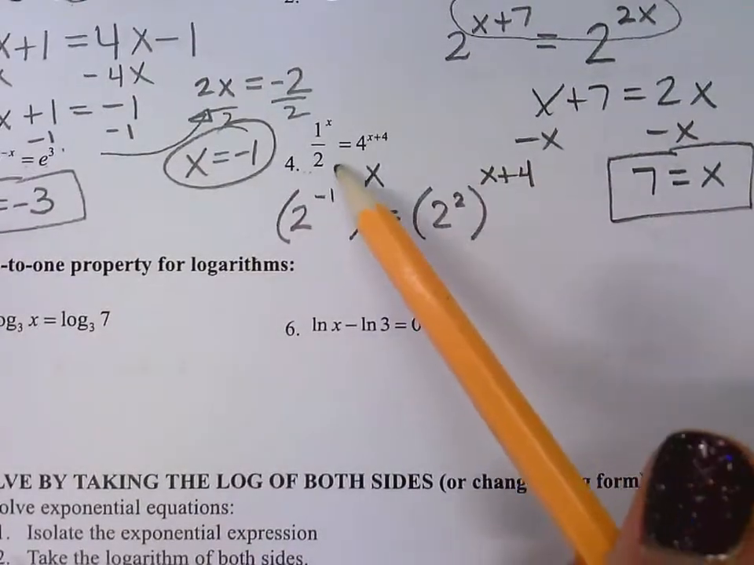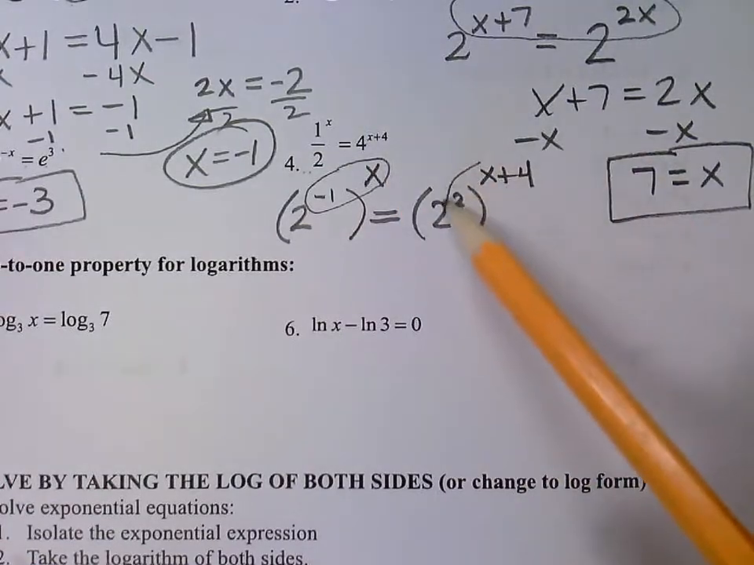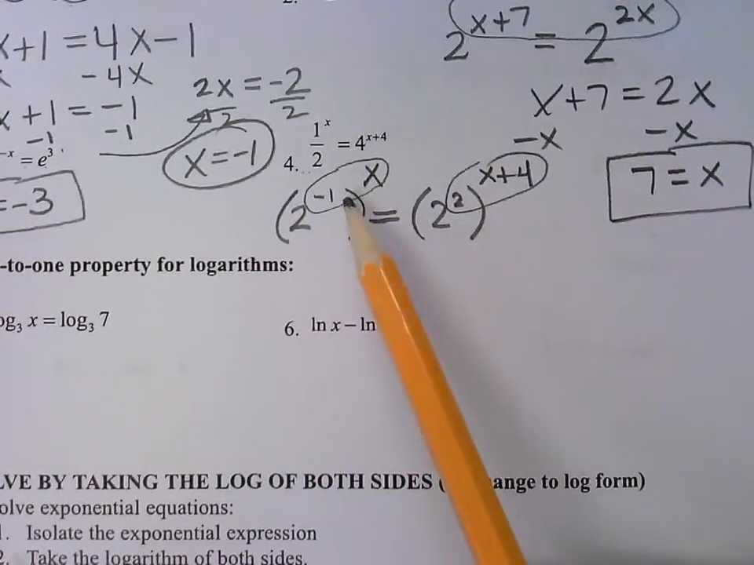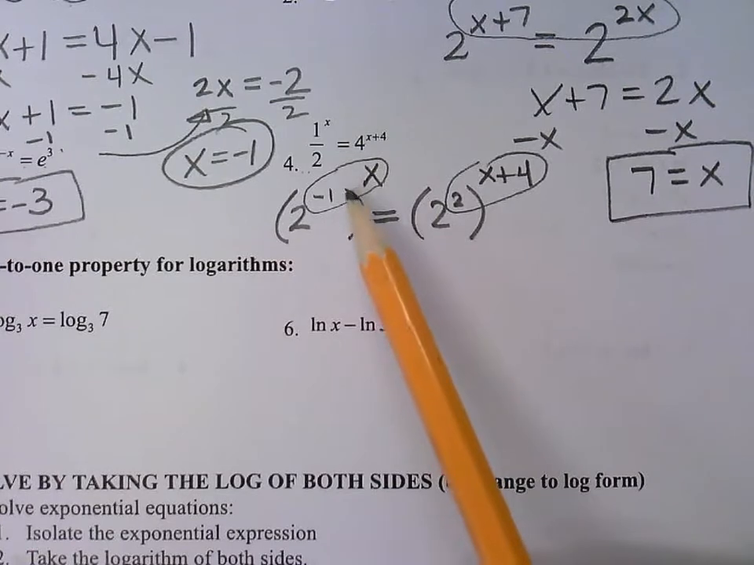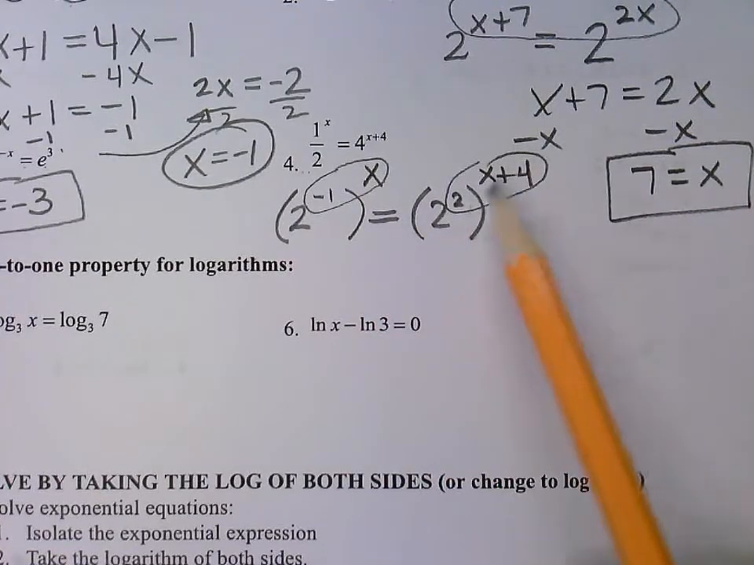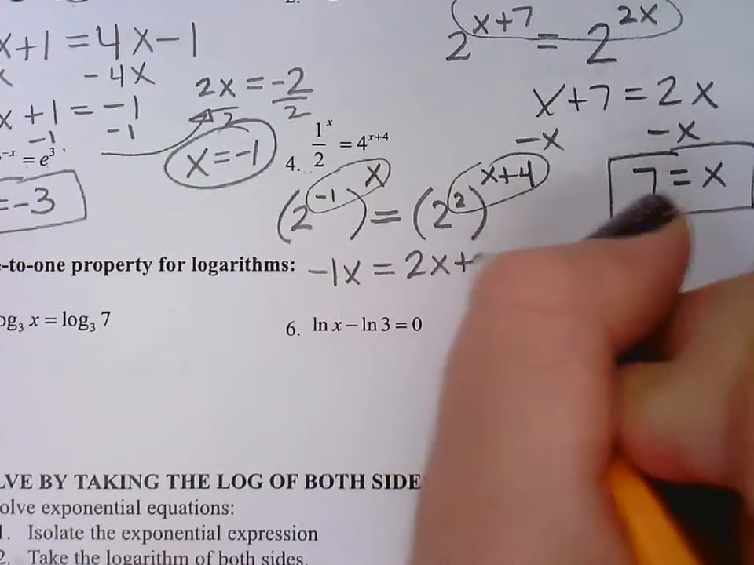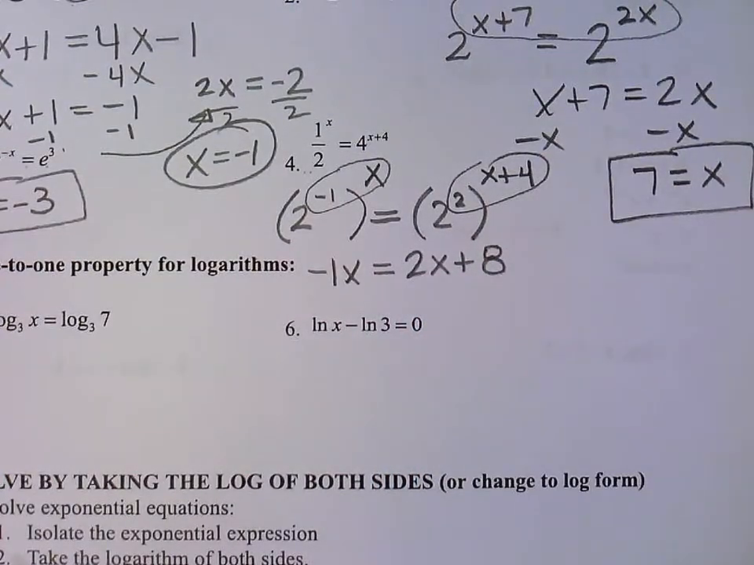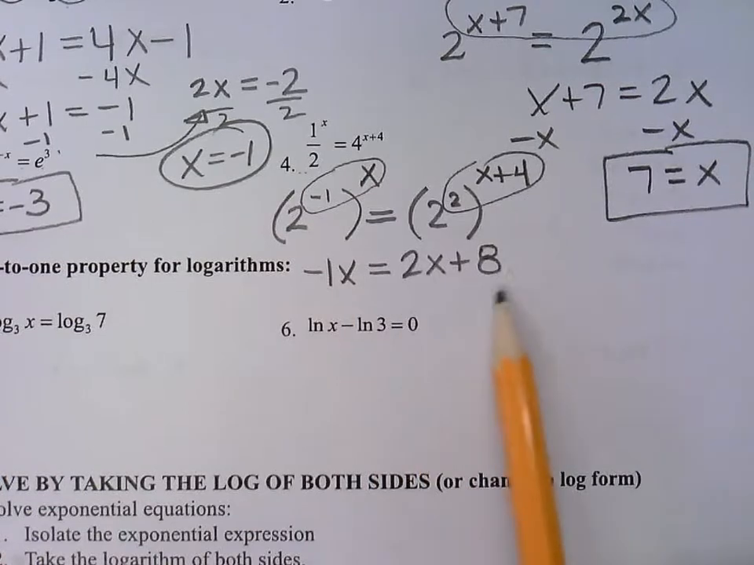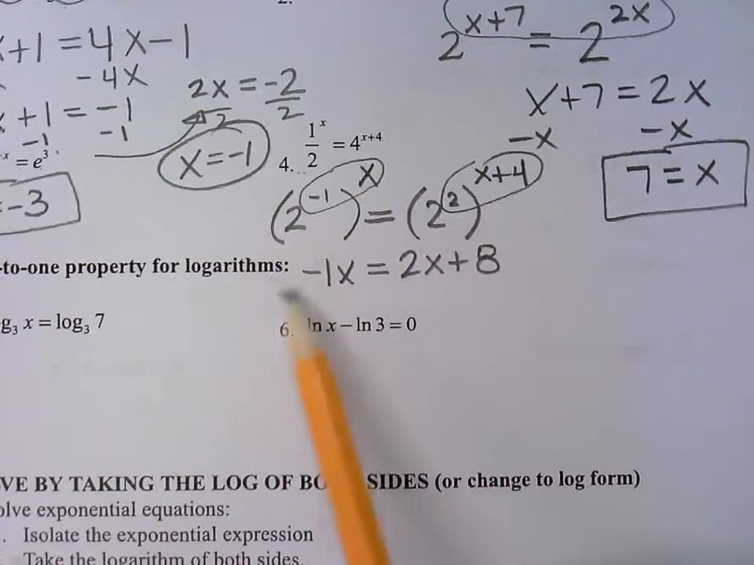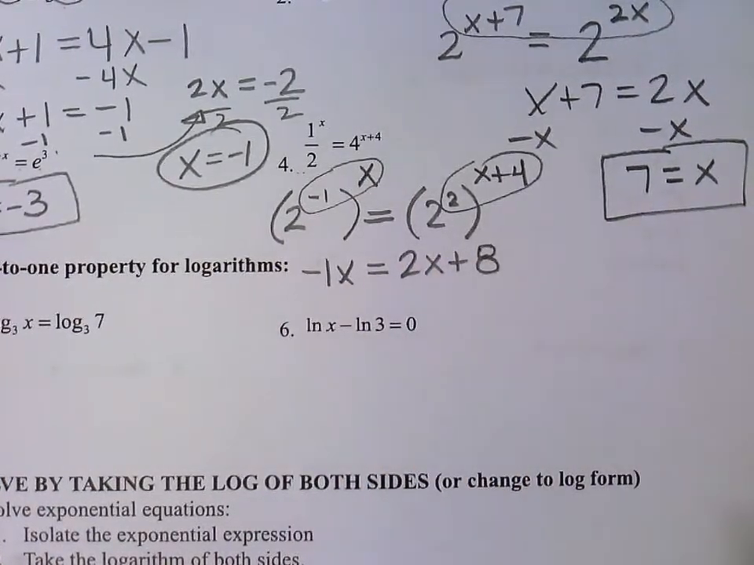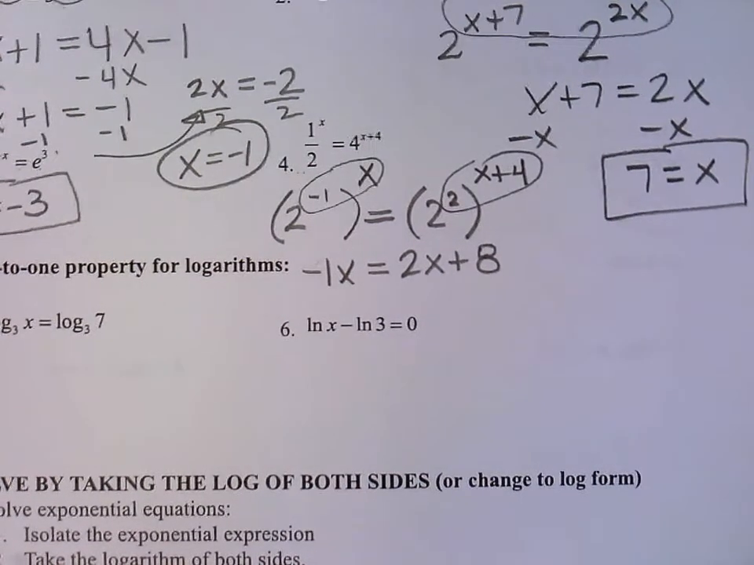So I'm going to set these exponents equal to each other. So this exponent is really negative 1x, and this exponent is really 2x plus 8 when I distribute, right? So see how they both have a base of 2? So I can set negative 1x equal to 2x plus 8 and solve for x. So could you take that algebraically, the one last step, and solve for x and see what you get? I'll give you a minute. So solve for x on that.